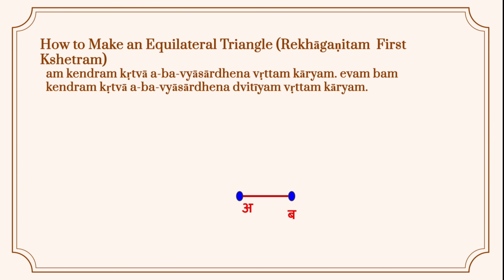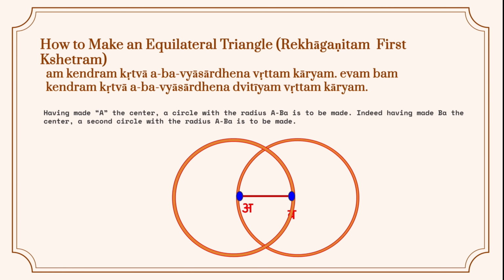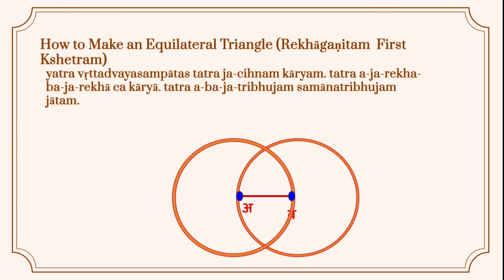Yes, I'll use the Rekhaganita labels. Now, kendram kritva aba vyasardhena vrittam karyam evam bham kendram kritva aba vyasardhena dvitiyam vrittam karyam. Having made a the center, a circle with the radius ba is to be made. Indeed, having made ba the center, a second circle with the radius ba is to be made. So make a center circled on point a such that the radius is the line ba. Now do the same for the circle centered on point ba.